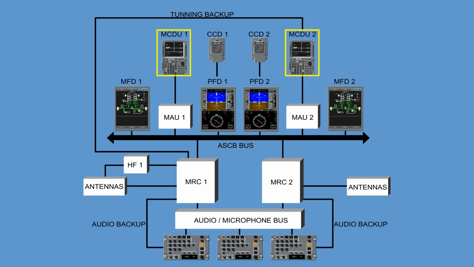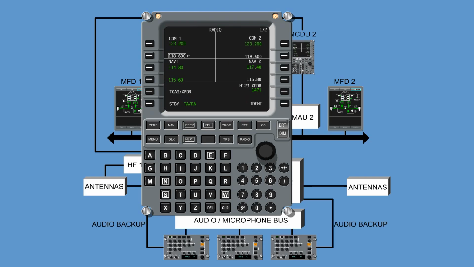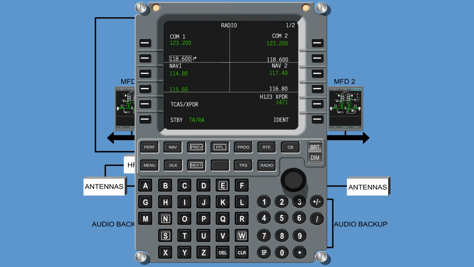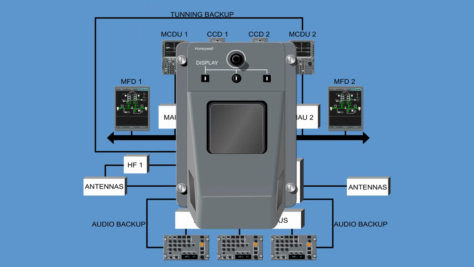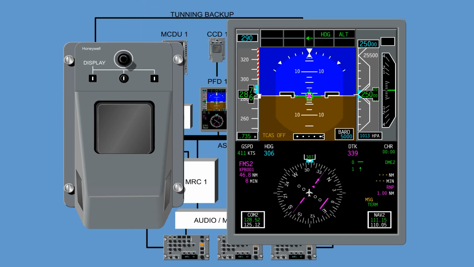Two multifunction control display units on the pedestal are the primary means for selecting and tuning the radios. The radio page, which is the main interface, allows selecting frequencies and creating different setups. The control cursor device and the primary flight display are the secondary means for selecting and tuning the radios.